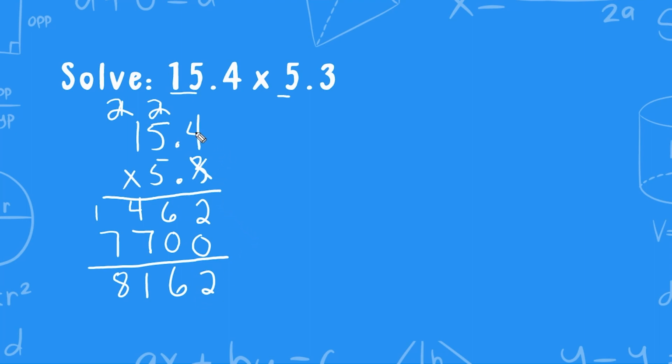But when multiplying, what we do is we count all of the digits after all decimals in the problem, and we have a total of 2 place values after our 2 decimals. So the same thing must be true in our answer, so our decimal must go here. So we also have 2 digits after our decimal. So the answer is 81 and 62 hundredths.